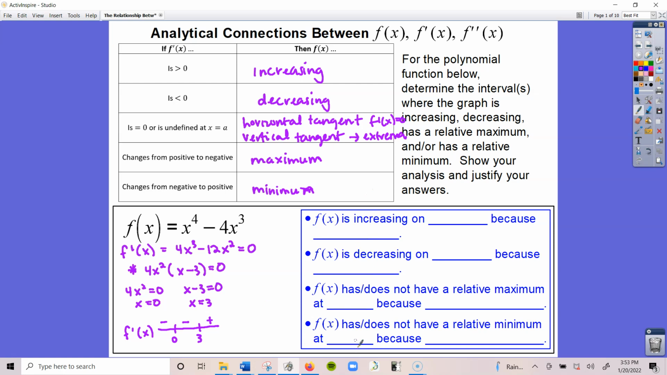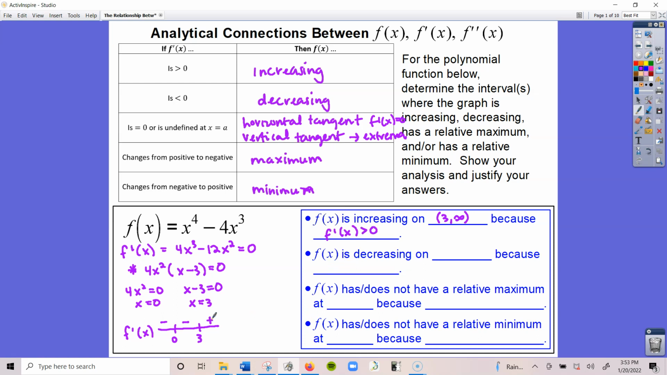So now let's fill in these sentence frames. F of x is increasing on the interval 3 to infinity because this is when f prime of x is greater than 0.